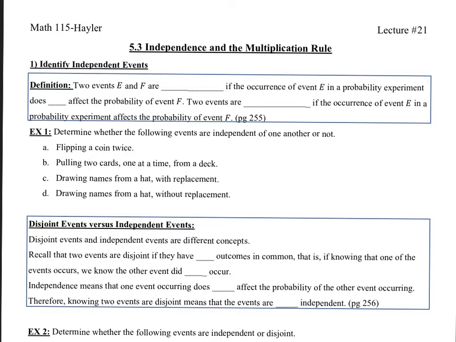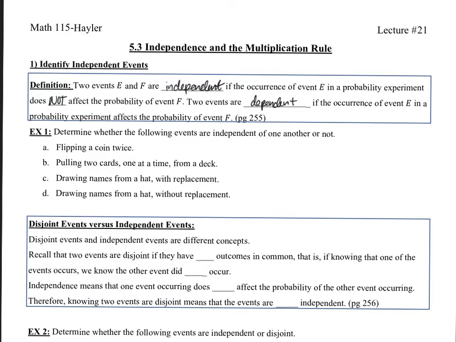Two events, E and F, are independent if the occurrence of event E in a probability experiment does not affect the probability of event F. Two events are dependent if the occurrence of event E in a probability experiment affects the probability of event F. So they're independent if they are not affecting each other, and they're dependent if they are affecting each other.